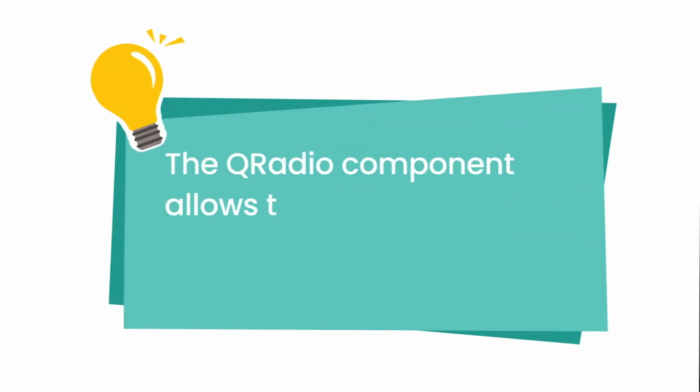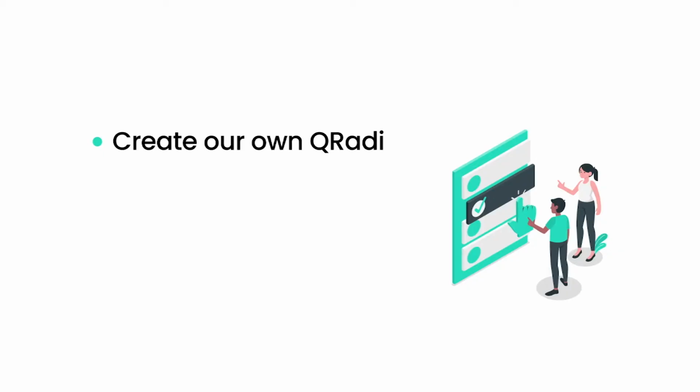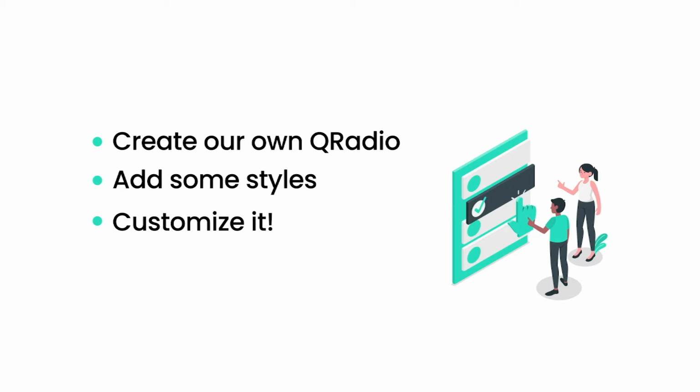The QRadio component allows the user to make a single selection based on a set of items. In the example we just provided, we have four items and you can only select one color from them. So in that scenario, you can see that the QRadio component is a perfect fit. Now that we know how we can use a QRadio, let us dive into the code and implement it in our own way. We're going to create our own QRadio, add some styles to it, and customize it a little.